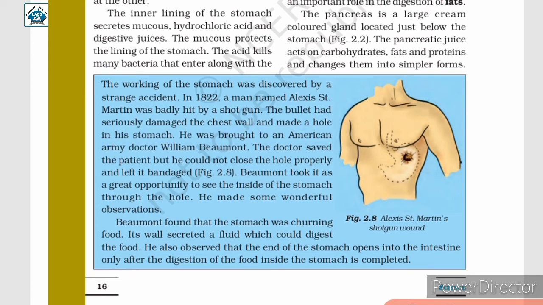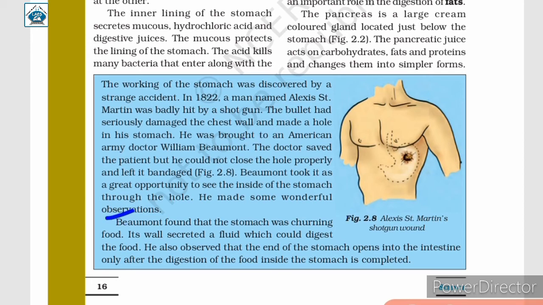He was brought to an American army doctor, William Beaumont. The doctor saved the patient, but he could not close the hole properly and left it bandaged, as you can see here in figure 2.8. Beaumont took it as a great opportunity to see the inside of the stomach through the hole. He made some wonderful observations.